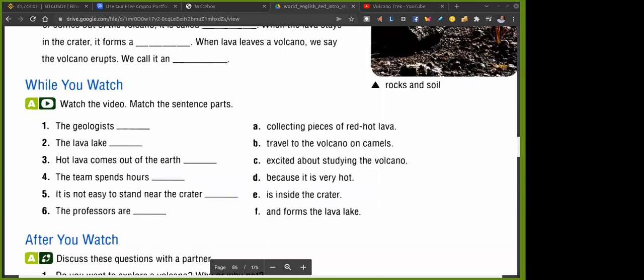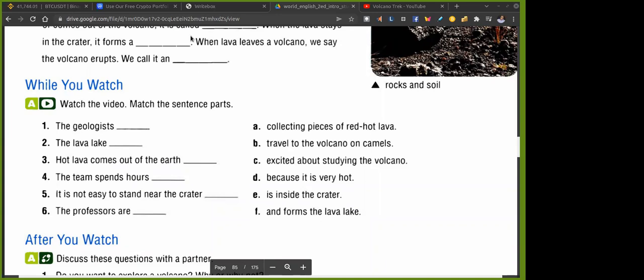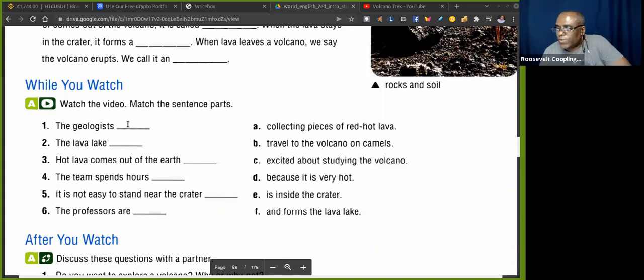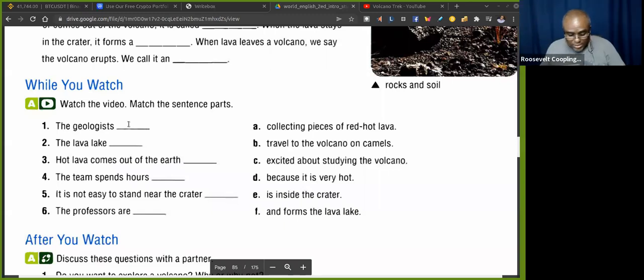The geologists travel to the volcano on camels. Travel to the volcano on camels. Okay, so that's the letter B. Amazing. Very nice. The next one.